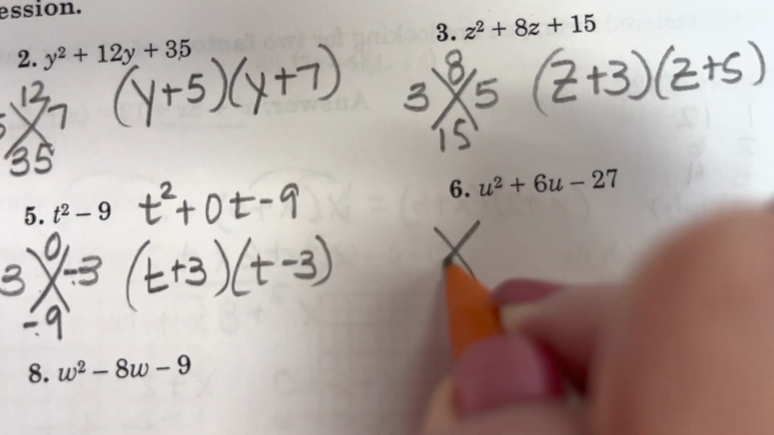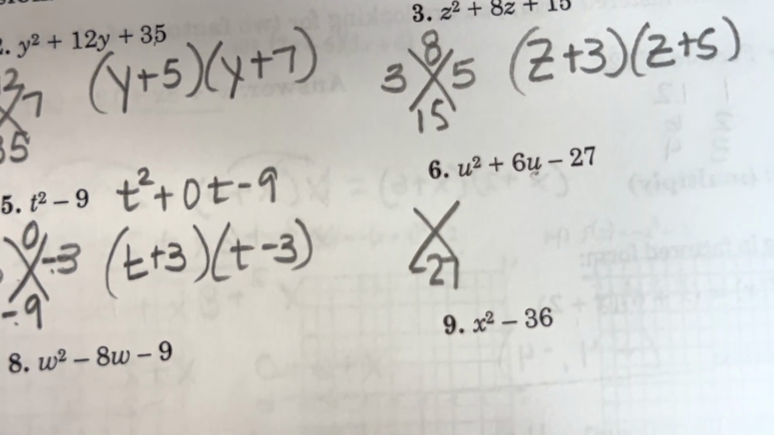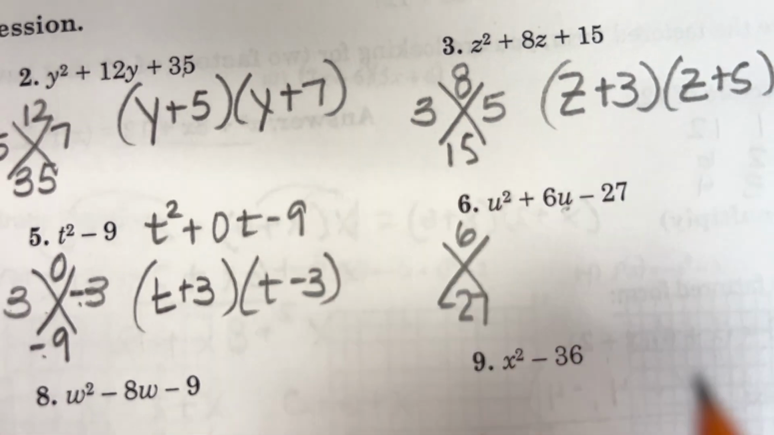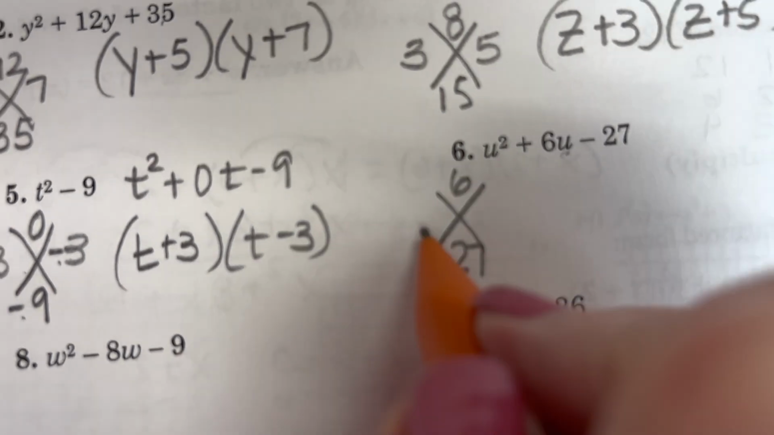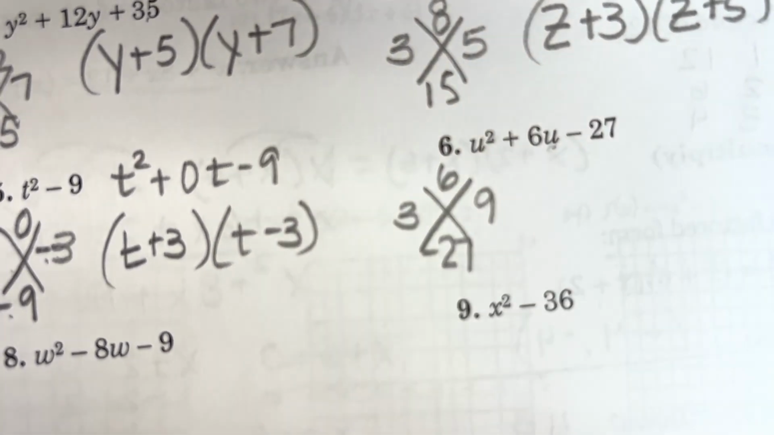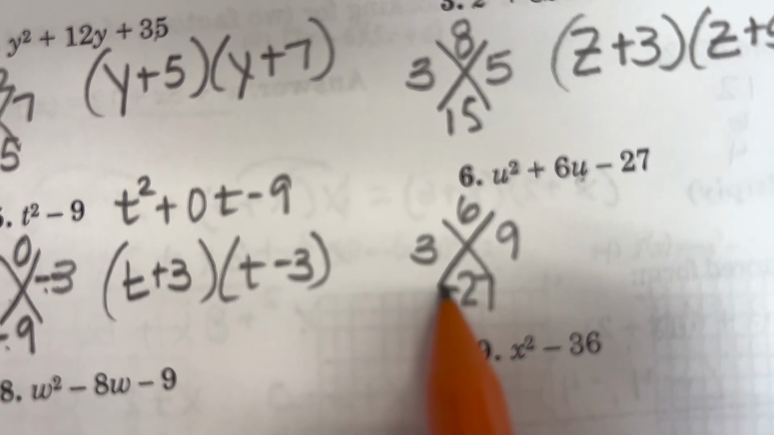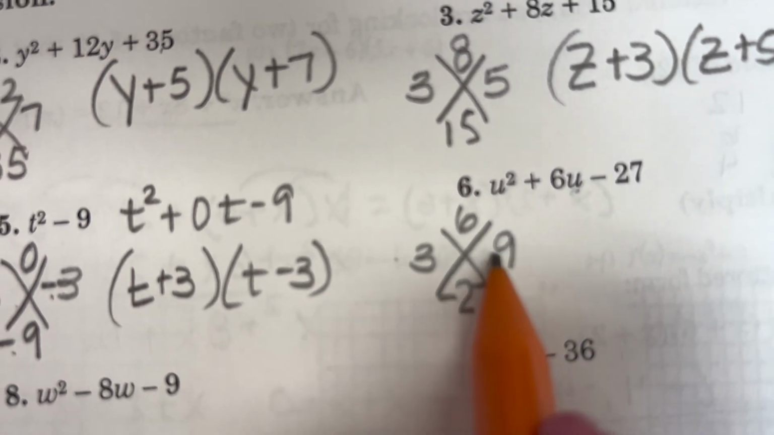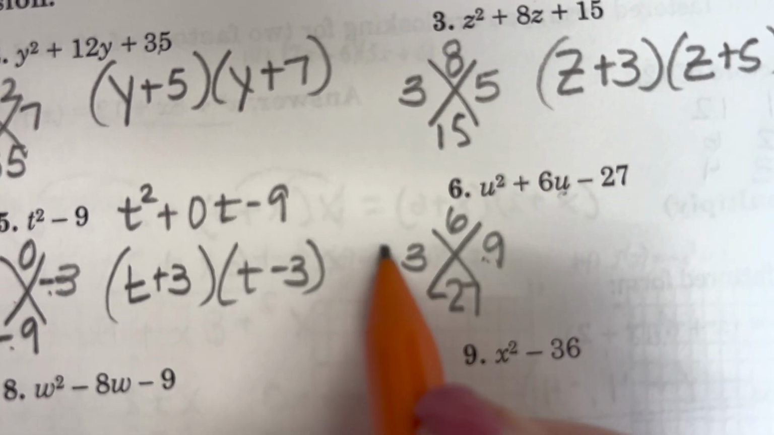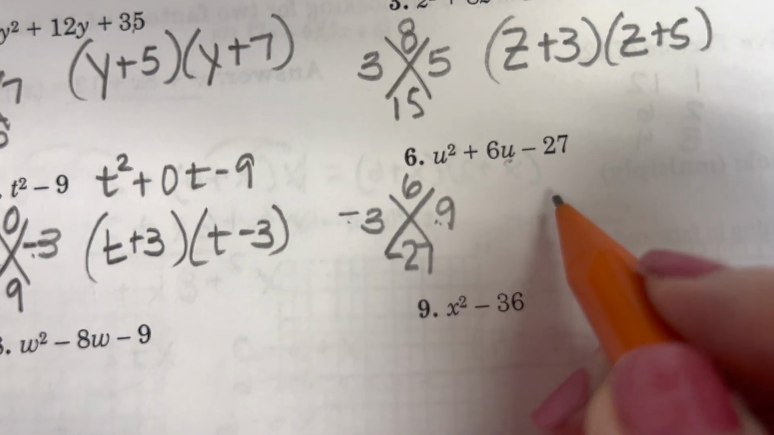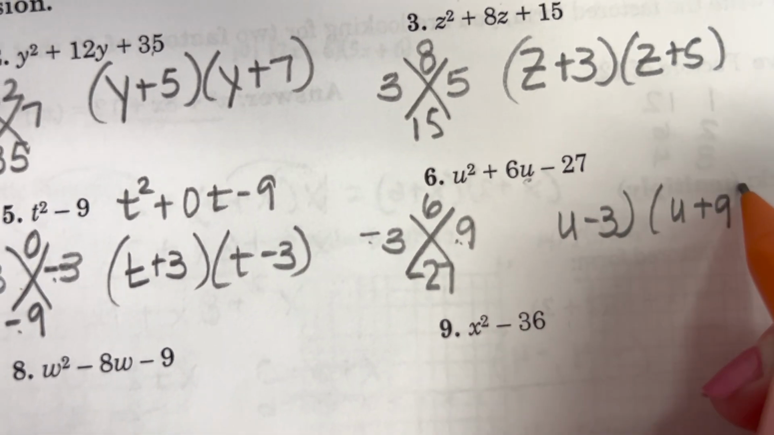Cross puzzle. Two numbers that multiply to give you a negative 27. That tells you one of the numbers is negative, and add to give you 6. 27, our biggest friends of 27 are 3 and 9. One of them needs to be negative because I want to get a negative 27. So is the 3 negative or is the 9 negative? The bigger number's positive, so the 3's negative. So that's u minus 3, u plus 9.